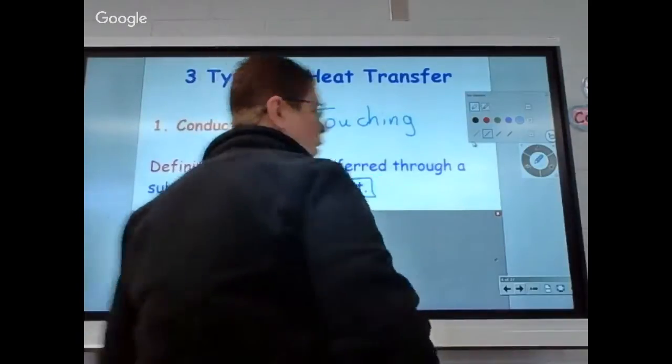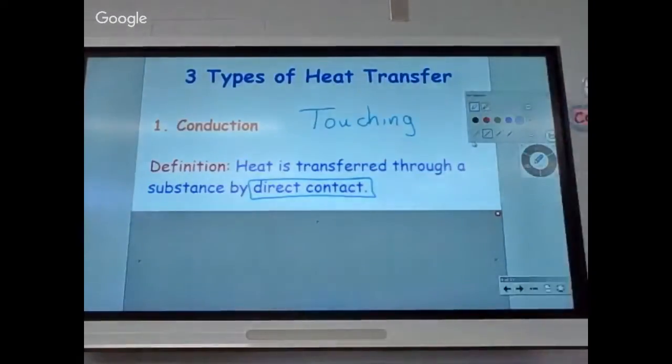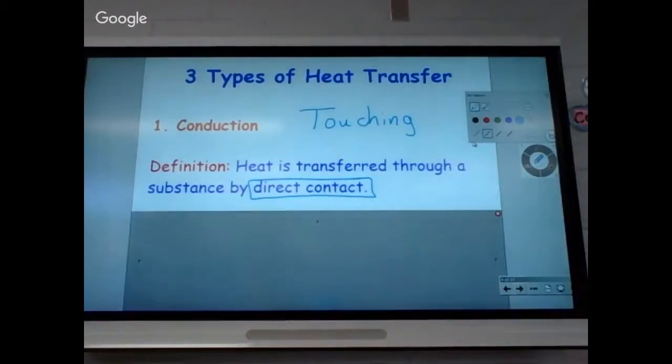This is what the key word is. Now, direct contact's a really nice fancy word, but all it means is you're touching. In order to heat by conduction, it has to touch. If it doesn't touch, you're not heating by direct contact.